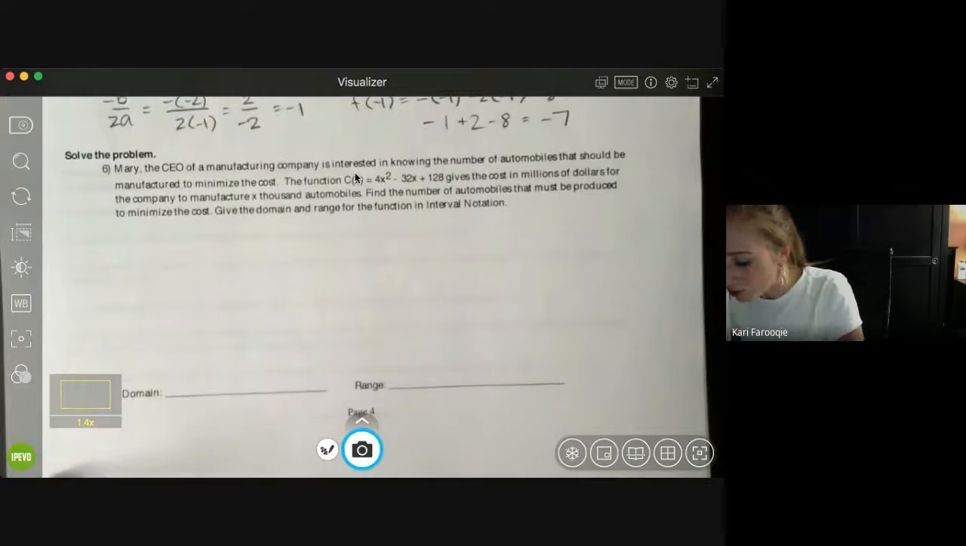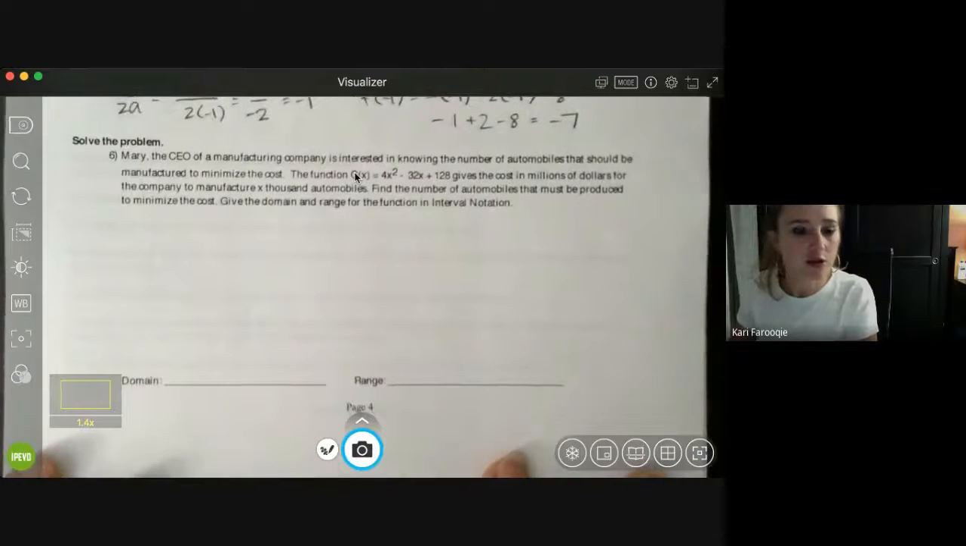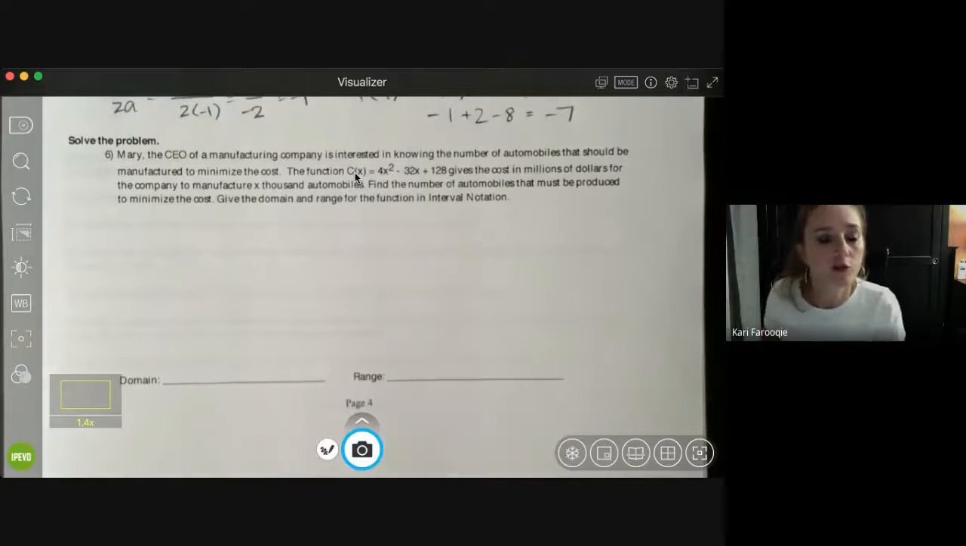Okay. Mary, the CEO of a manufacturing company, is interested in knowing the number of automobiles that should be manufactured to minimize the cost. This is what a lot of these parabolic problems are leading to, is just being able to find minimum and maximum values, such as cost, or sometimes making like a maximum area.